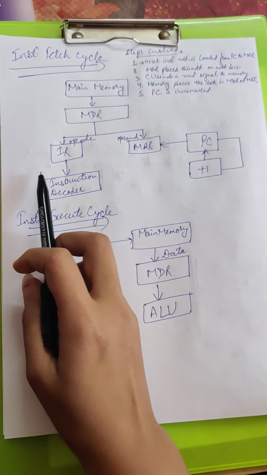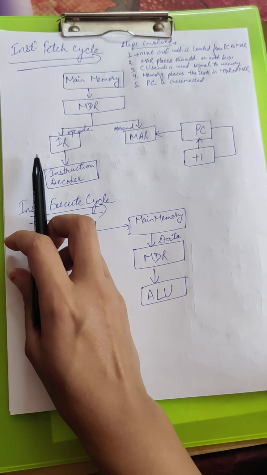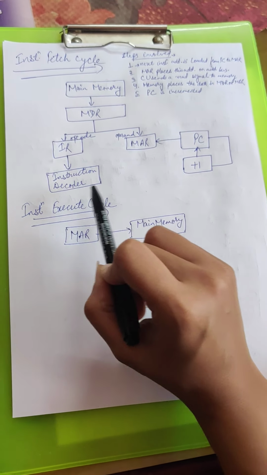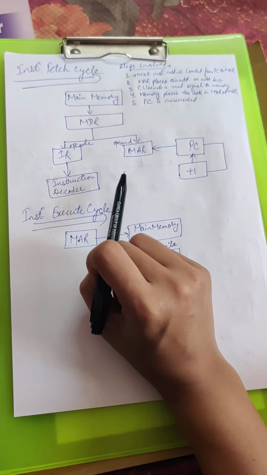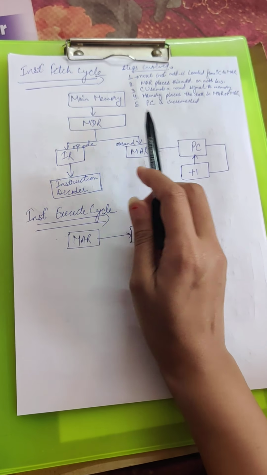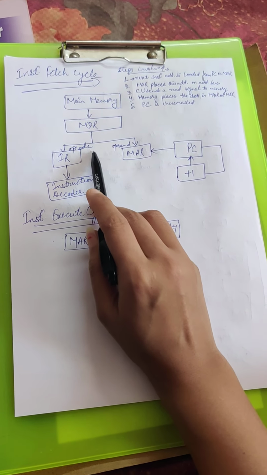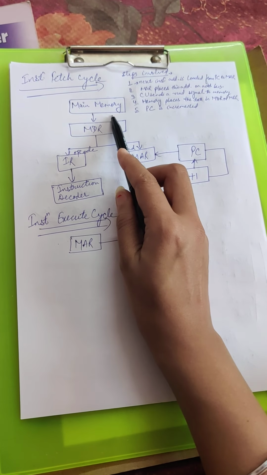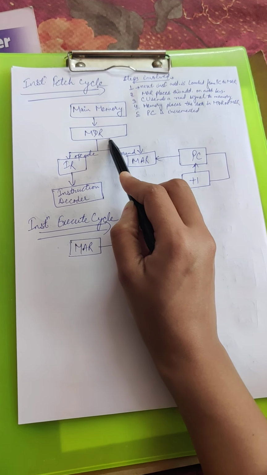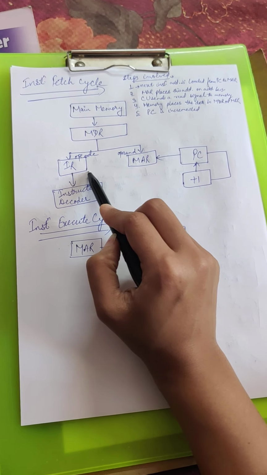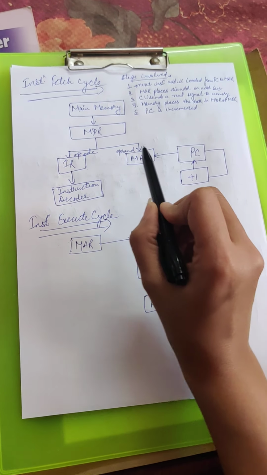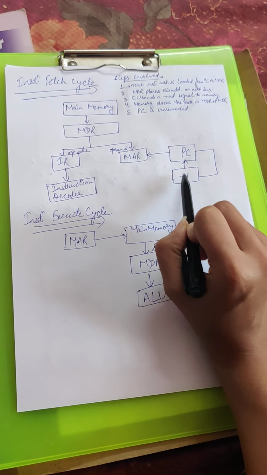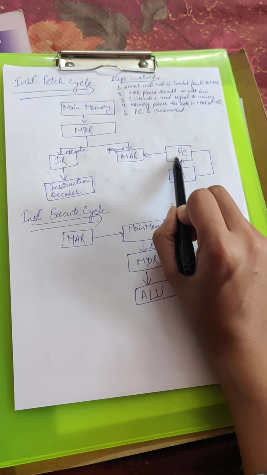Now, the instruction cycle consists of fetch cycle and execute cycle. This is the instruction fetch cycle procedure, that is how we can fetch an instruction from the memory. This is the process used to represent the fetch operation. This is main memory. This is MDR, memory data register. IR, instruction register, instruction decoder. This is MAR, memory address register. This is the program counter, and +1 is used to increment the program counter.